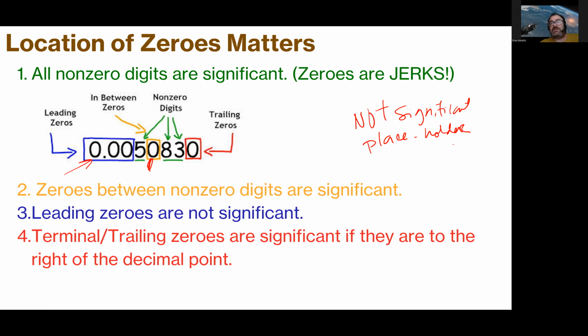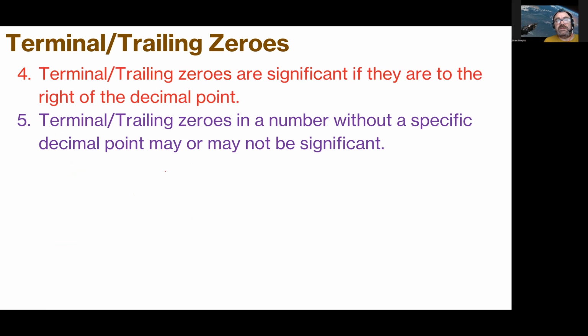Terminal or trailing zeros, so zeros on the right side of the number, are significant if they are to the right of a decimal place. The terminal zeros are what's going to throw us off. Here's our decimal place. This zero is to the right of it, so it is a significant zero. So we would say the number that's here, 50830, has 5 significant figures. We're going to have to clarify this terminal trailing zero business. If they're to the right of a decimal place, they're going to be significant, like the example we just saw.